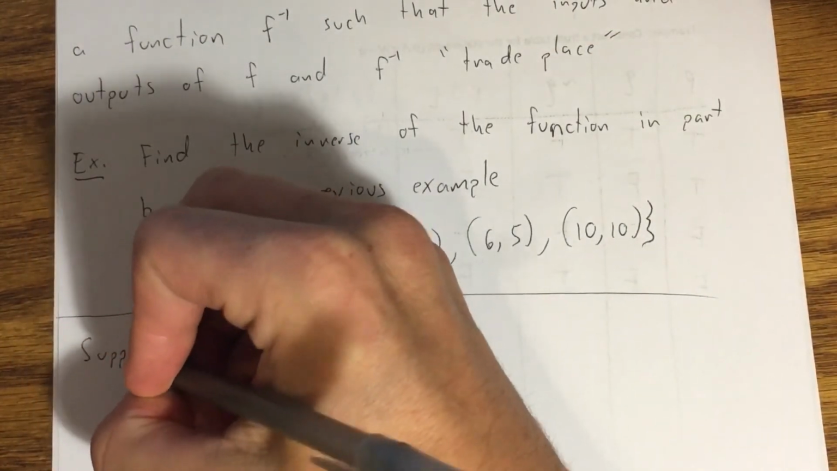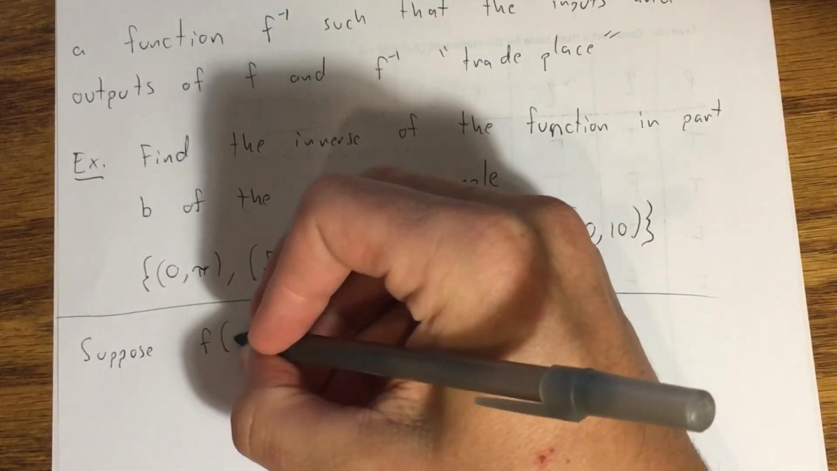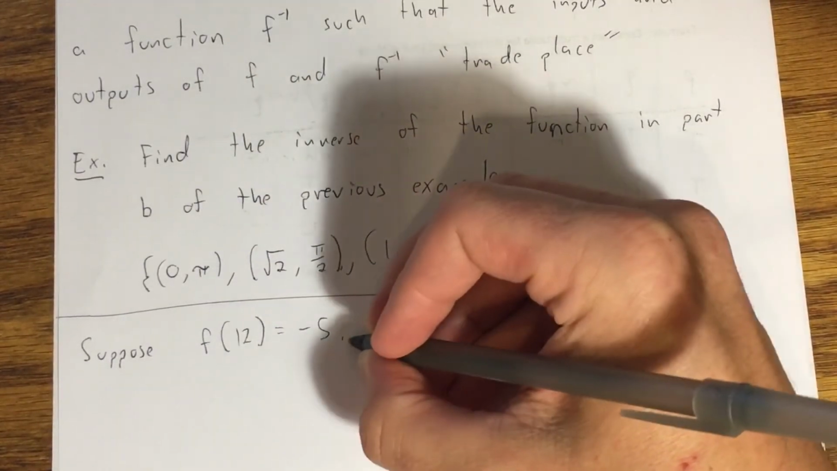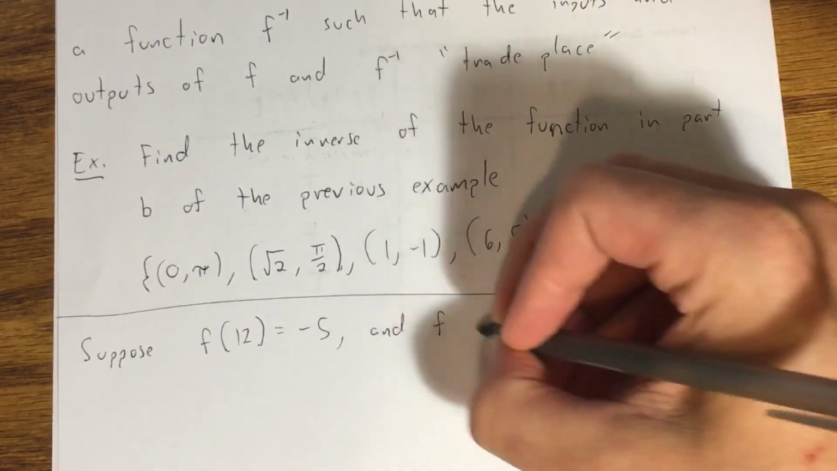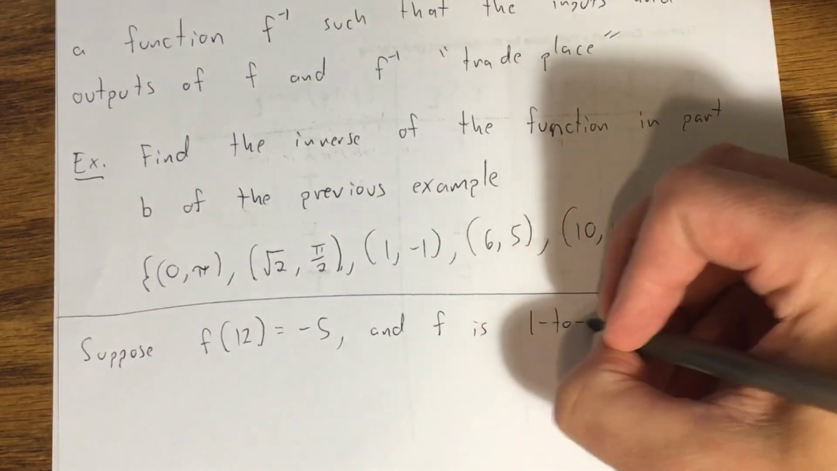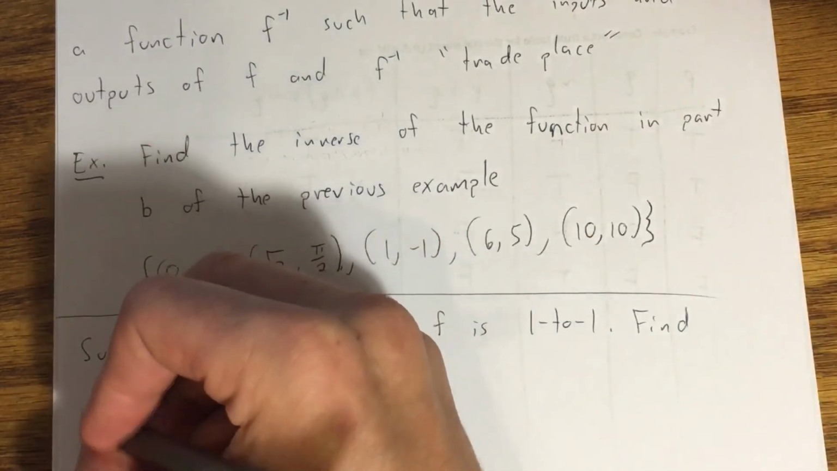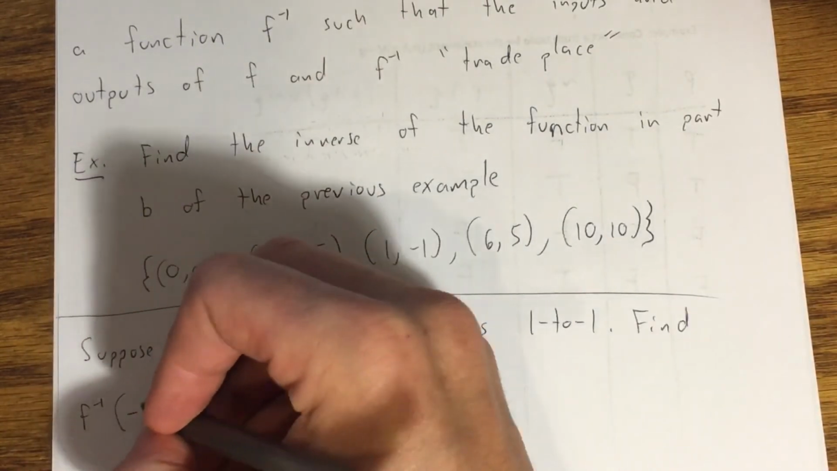Suppose f of 12 equals negative 5, and f is one-to-one. Find f inverse of negative 5.